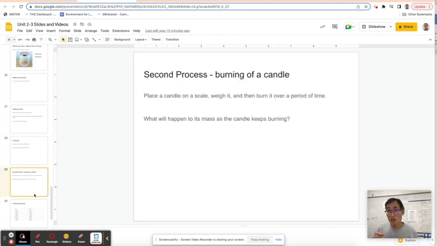Process two is the burning of a candle. Let's say I have a candle and I put it on a scale and I weigh it. The candle weighs a certain amount, and then I light it on fire, and I start weighing it over a period of time. What will happen to the mass of that candle as it keeps burning? Well, as we should know, the candle is going to burn and change to gases, carbon dioxide and water vapor, and as it does that, it's going to lose mass.